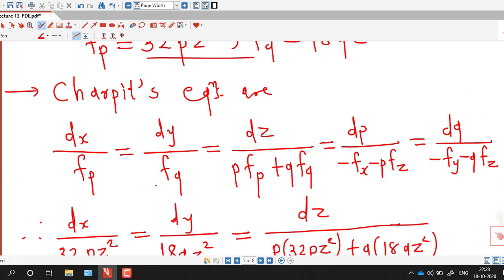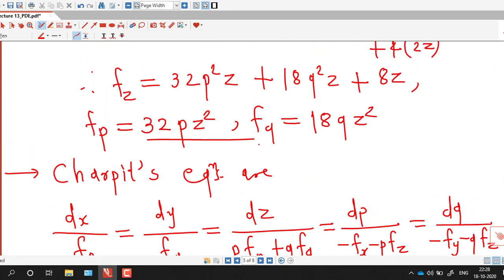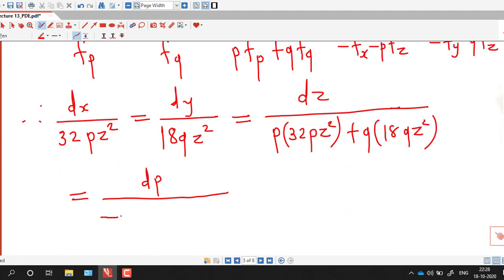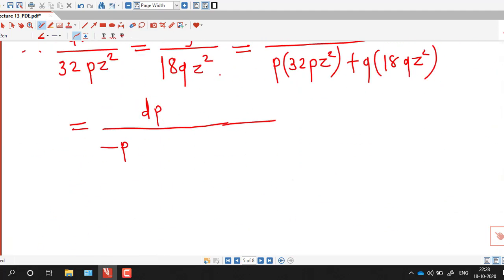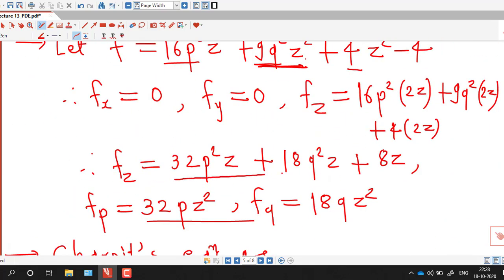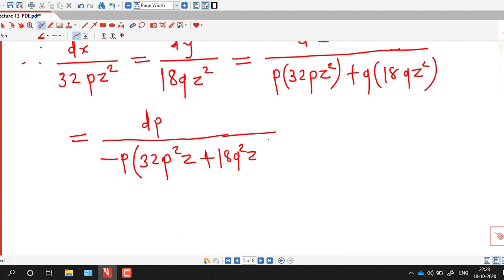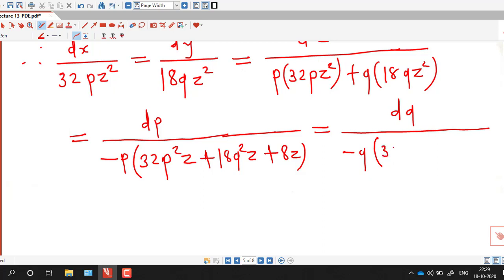This is equal to dp upon minus fx, which is 0, minus fy, which is 0, and minus p into fz. So we write minus p into del f by del z, which is 32p square z plus 18q square z plus 8z. This is equal to dq upon minus fy minus q into fz, where fz is 32p square z plus 18q square z plus 8z. So we give this number 1.